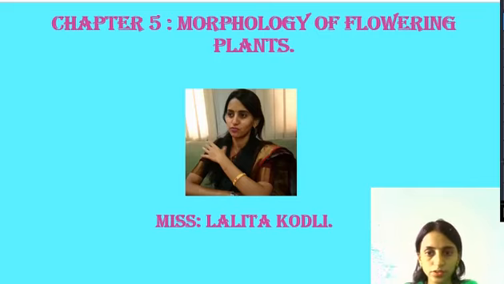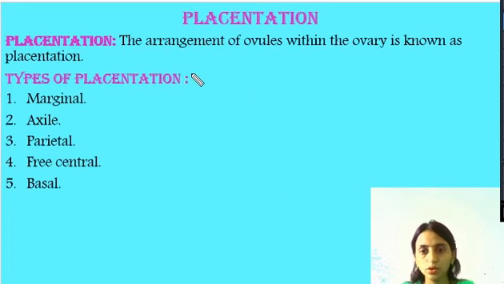Let us continue with chapter 5, that is morphology of flowering plants. In this video, let us discuss the placentation and types of placentation. What is placentation? The arrangement of ovules within the ovary is known as placentation.